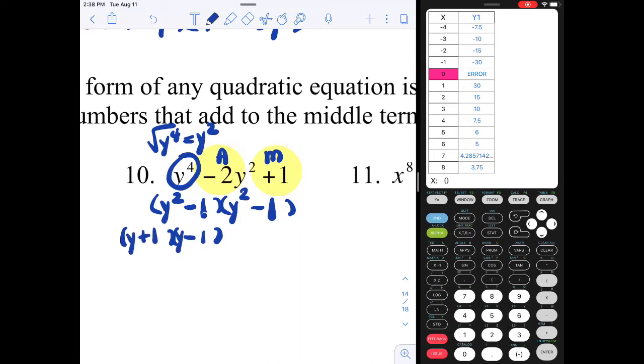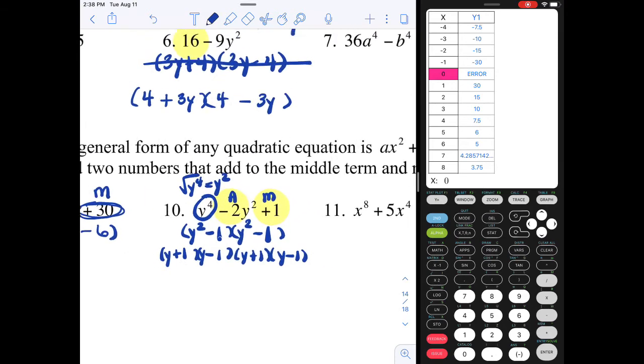The square root of 1 is 1, and you're again going to repeat that for that second expression. You always need to be factoring completely, okay? So again, do not be concerned if it doesn't start with y squared or a squared or x squared. It's still 3 terms. You can still use the AM method.